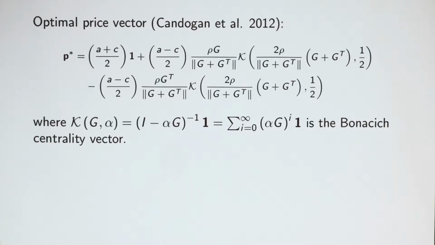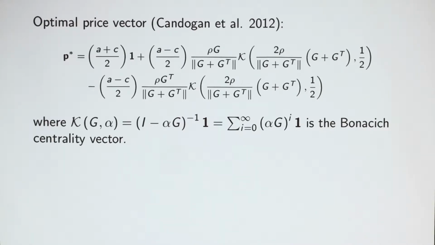If we do the geometric series expansion for this matrix inversion, we can see that this can actually represent it as a sum of some vectors. So for customer i, the Bonacich centrality is actually the weighted sum of the number of walks coming to that customer i, if this G matrix is a binary matrix. And if we look at this pricing vector, we can see that it actually has 3 different components.